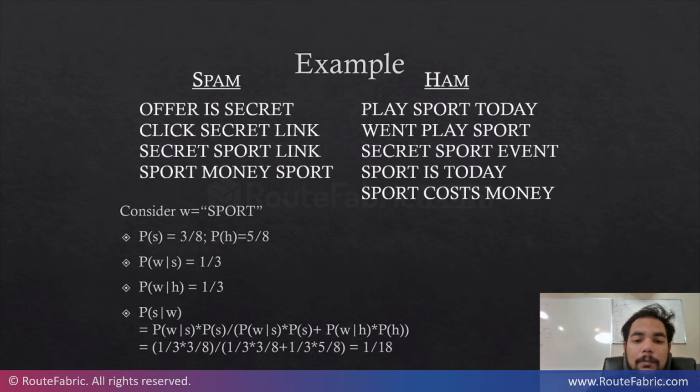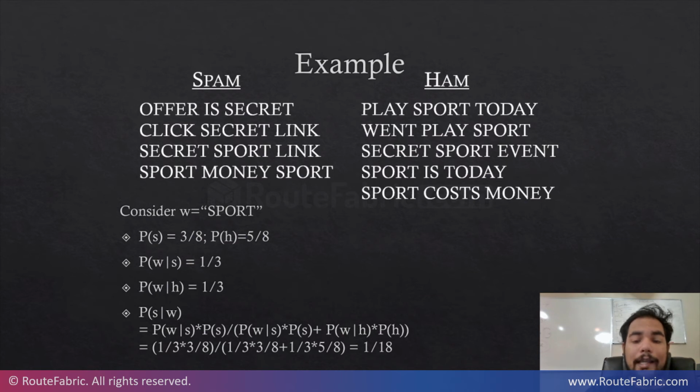Now let us compute the probability of spam given word. To find the probability of spam given word, it is probability of word given spam times probability of spam divided by probability of word given spam times probability of spam plus probability of word given ham times probability of ham. After we compute this, we find the probability of spam given word is 1/18th.